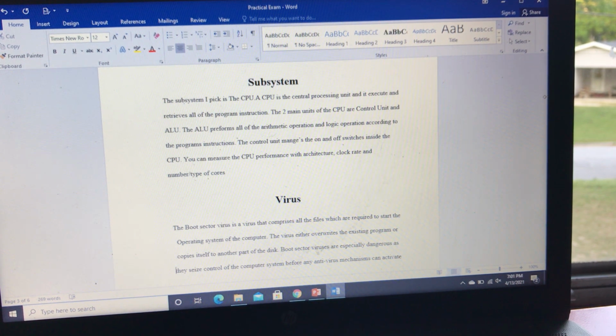The virus that I picked was the boot sector virus. The boot sector virus is a virus that compromises all files which are required to start up the operating system of a computer. The virus either overwrites the existing program or copies itself to another part of the disk. The boot sector virus is especially dangerous as it seizes control of the computer system before the antivirus mechanisms can reactivate.